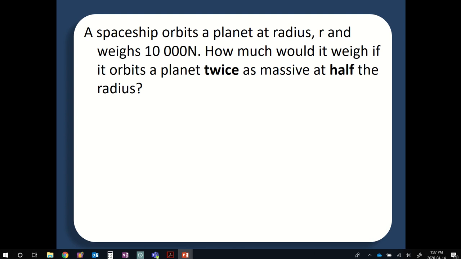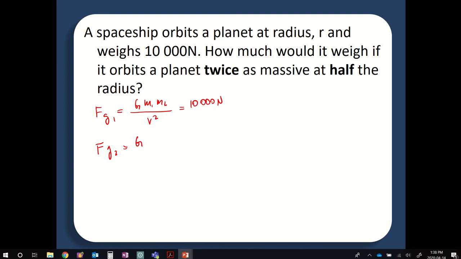So let's do the same thing as before. Here's what we know. First of all, Fg1 is going to be G m1 m2 over r squared equal to 10,000 newtons. Okay? So again, we don't know what these values are. In Fg2, we're going to apply the last part of this question. So we know we have to double the mass and halve the radius.